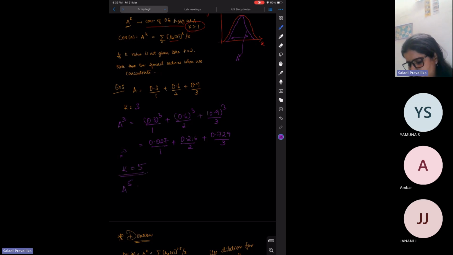If I say k equal to 5, then A5 is equal to 0.3 to the power 5 for the given value of 1, 0.6 to the power 5 for the given value of 2, and 0.9 to the power 5 for the given value of 3. So this is how you find the concentration.